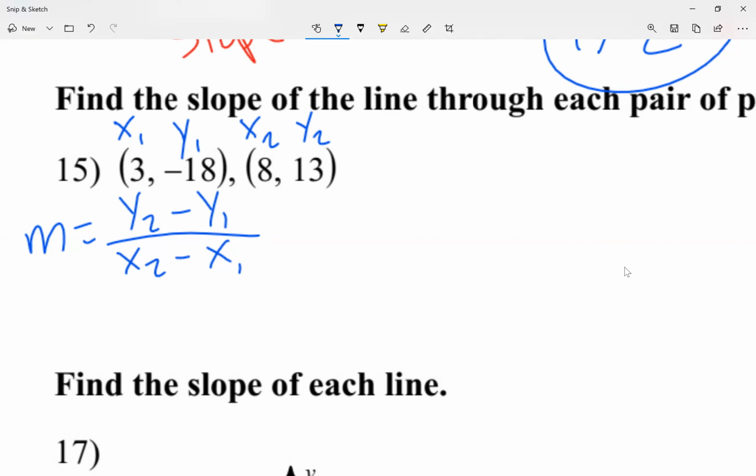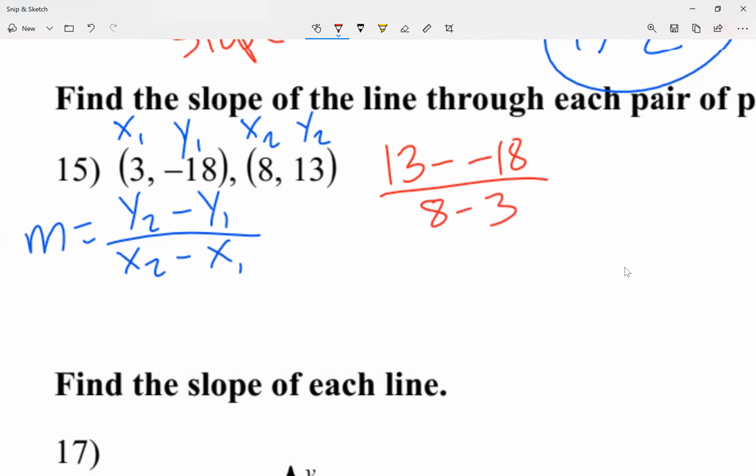So in this case, let me use red for the work. Let me go 13 minus a -18 over, remembering the second y minus the first y. At the bottom, let me write 8 minus 3, the second x minus the first x. On the top, I see 2 negative signs put together. 2 negative signs put together basically make a plus sign. So I have 13 plus 18. 13 plus 18 is 31. The bottom, 8 minus 3, that's 5. Now my slope right now is a fraction, 31 over 5.